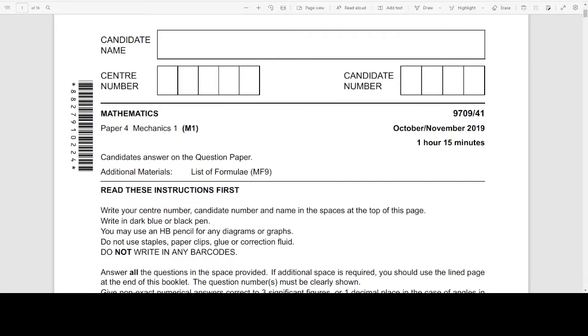Today we are solving paper 4 math, which is a mechanics paper. We are solving a 2019 paper which is totally random, October 2019, paper 4-1.